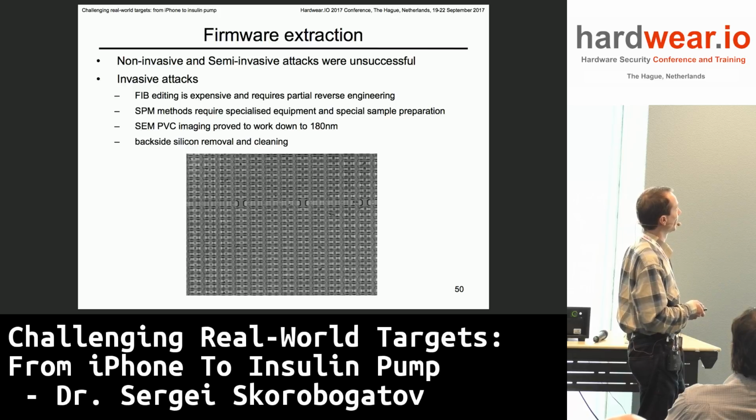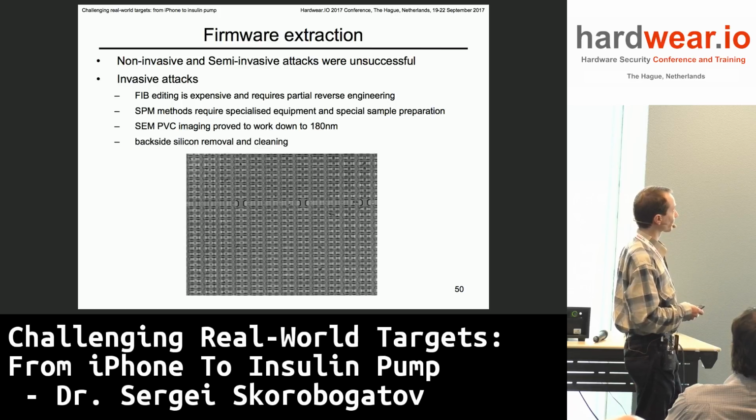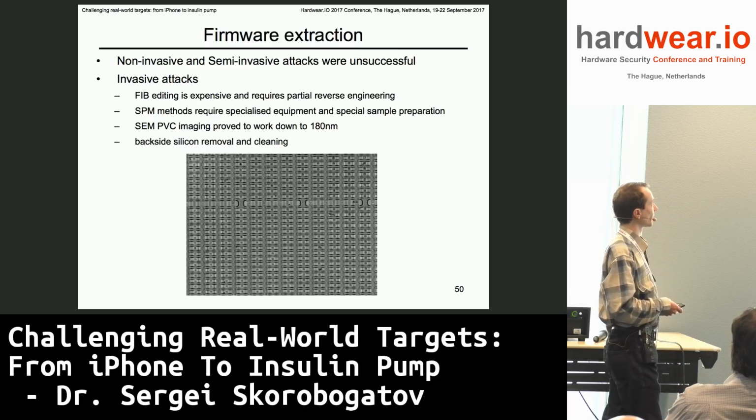So the next step was to find some way to extract the firmware from the chip to access the memory. I tried various non-invasive and semi-invasive attacks, and that was unsuccessful, because although it's a standard microcontroller, Freescale implemented some countermeasures against known attacks. And therefore I went for invasive attacks.